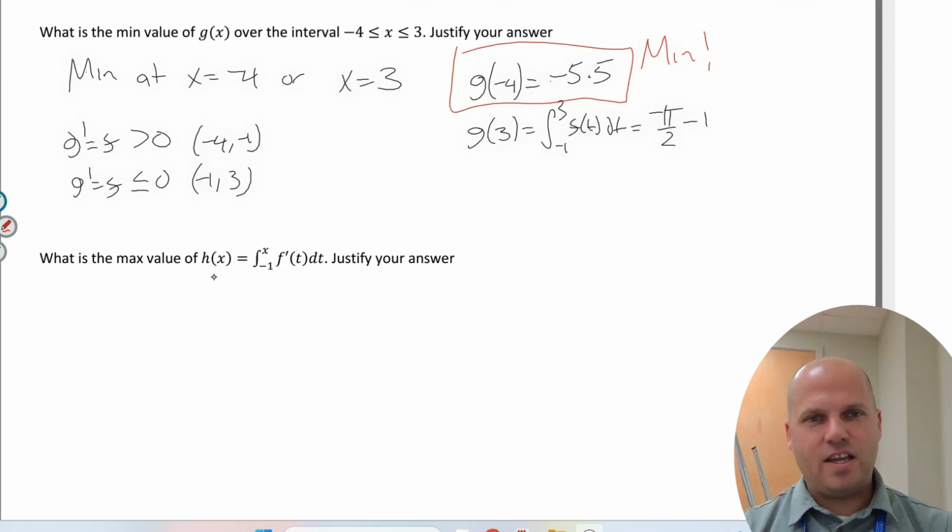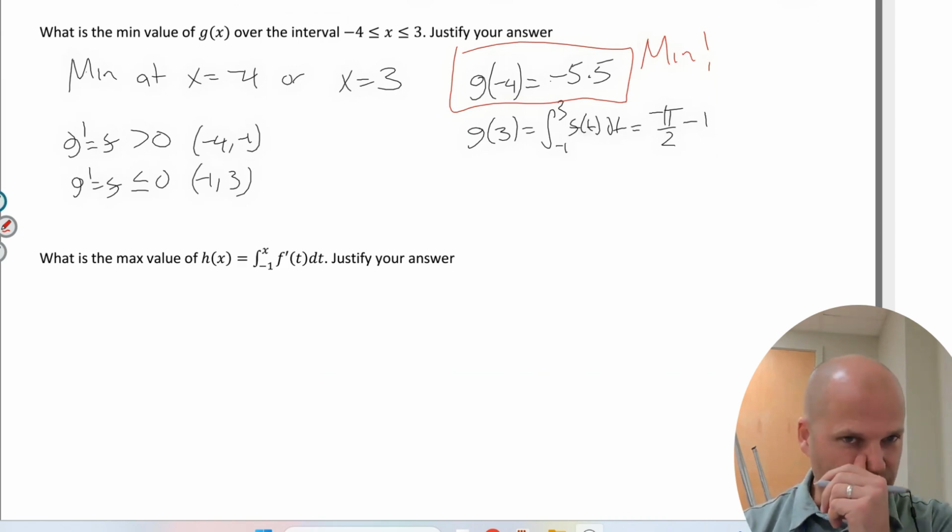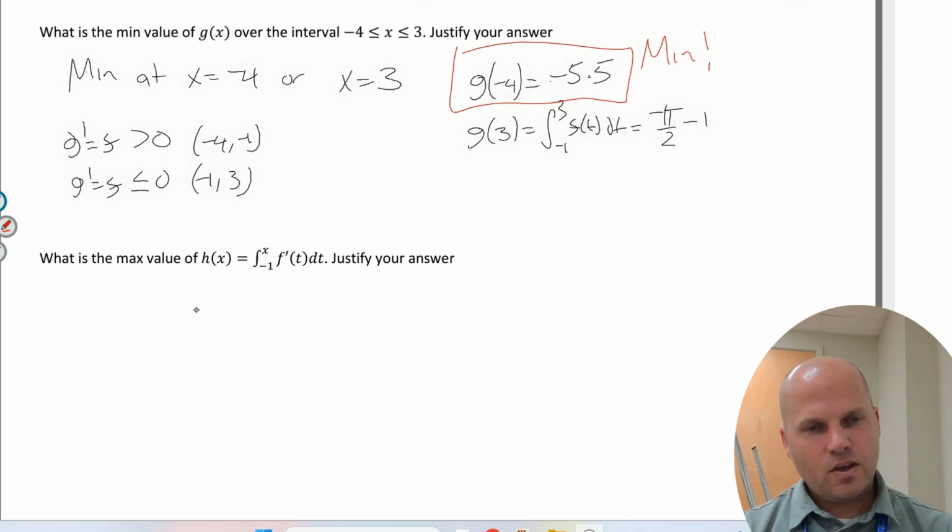What is the max value of h, which equals the accumulation of f prime? Justify your answer. Okay, I need to look at h prime. Now, h prime is f prime.